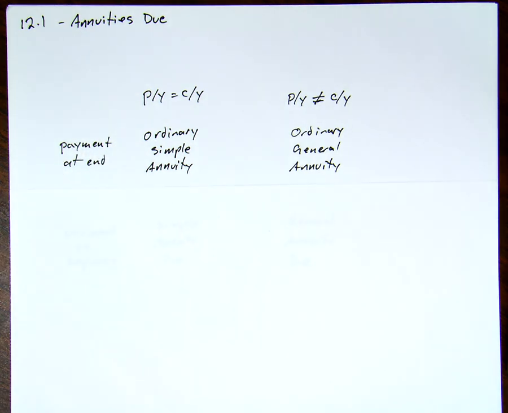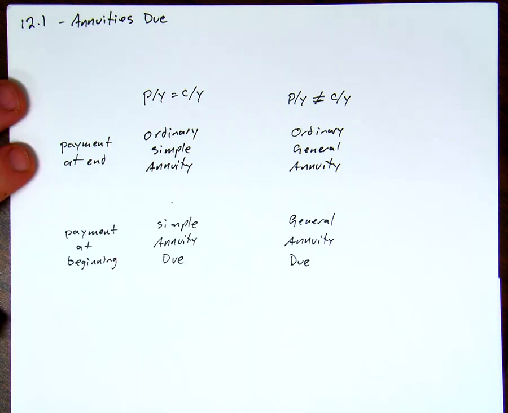So if you have a car loan, you borrow money, they don't ask for money right away, you make the payment at the end of the month. Okay, so you're going to make a payment one month essentially after the start of the annuity. We have a different type of annuity where the payments are at the beginning.